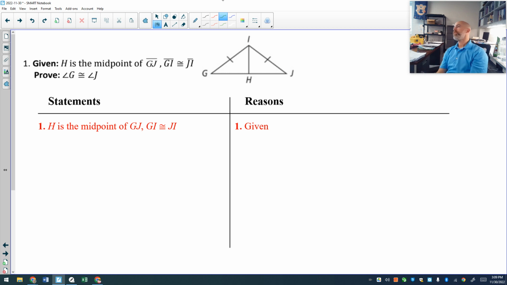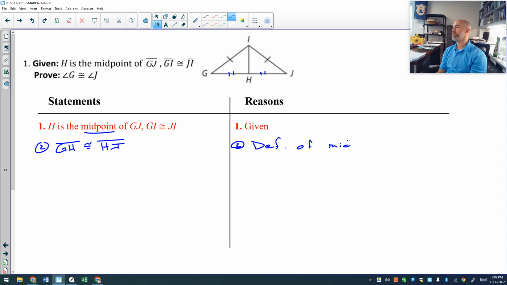All right. So I see a magic word. I see midpoint. And if I see the word midpoint, I'm going to automatically make note of what it is the midpoint of, or the midpoint of GJ. Therefore, GH and HJ are congruent. So there's my first statement. GH and HJ. Oh, man. I just dove straight into this. Definition of midpoint. Okay. I'm going to hit pause for just a second.